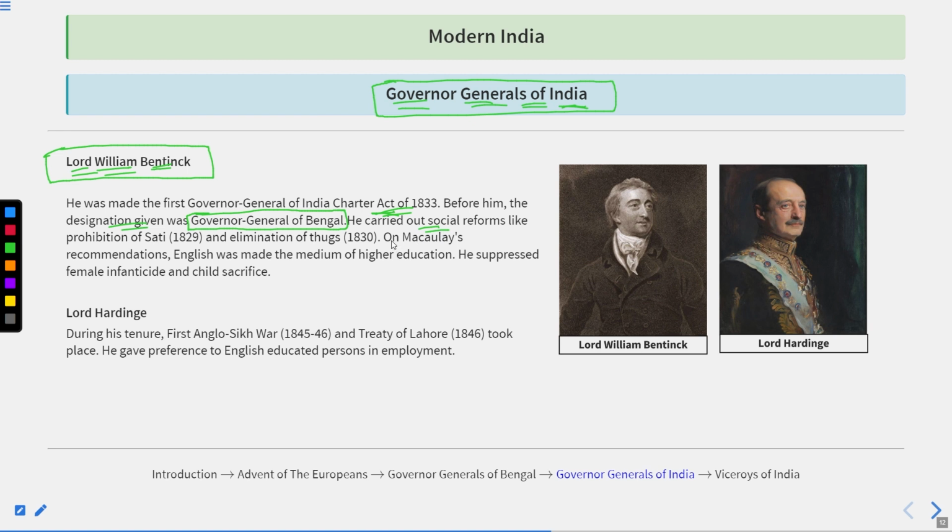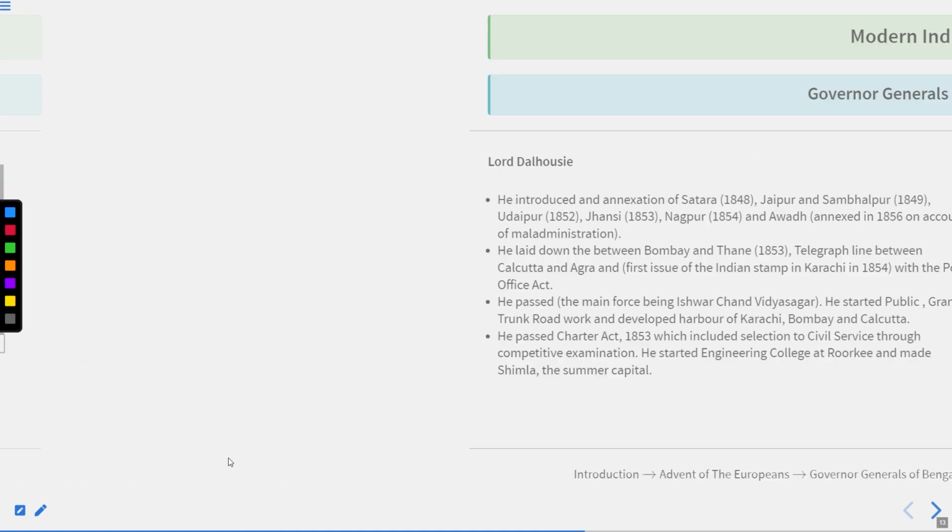He carried out social reforms like the prohibition of sati and elimination of thugs. On Macaulay's recommendation, he made English the medium of higher education, and also he suppressed female infanticide and child sacrifices. After him comes Lord Hardinge. During his tenure, the first Anglo-Sikh War commenced from 1845 to 46, and the Treaty of Lahore in 1846 took place. He gave preference to English-educated persons in employment so that the English language could be promoted.